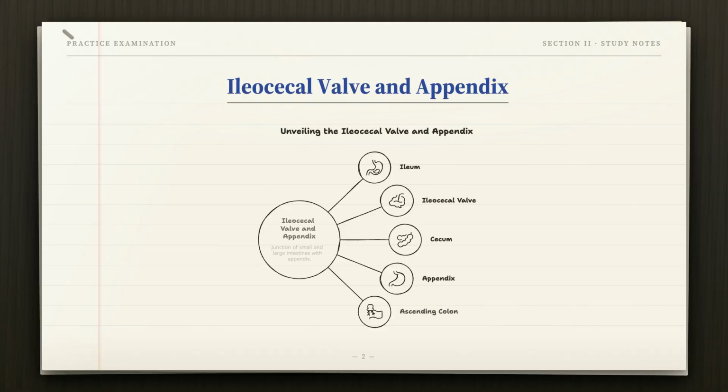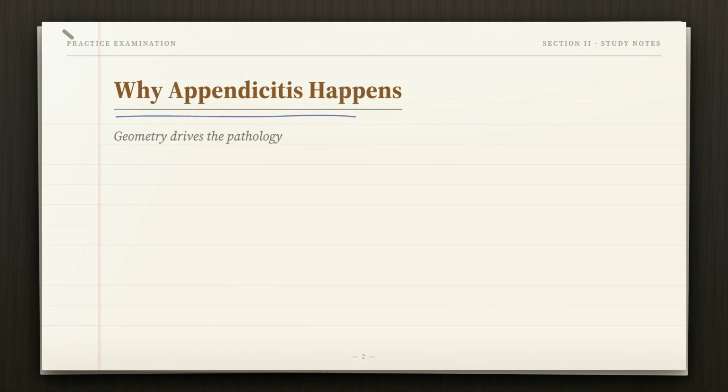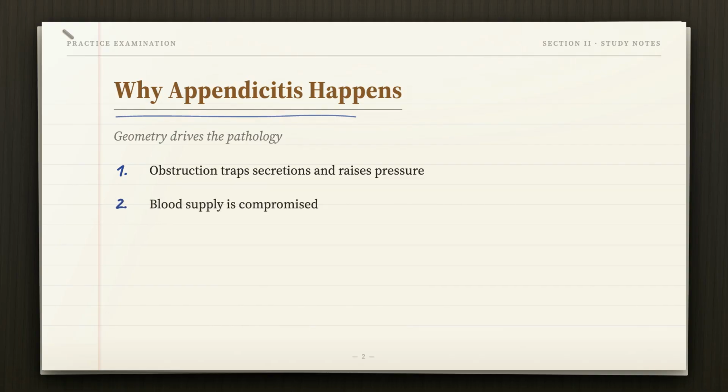The cecum is a blind pouch, and hanging from it is the appendix, a narrow worm-shaped tube of lymphoid tissue once dismissed as vestigial, but now viewed as a reservoir that can help recolonize the colon with beneficial bacteria. The appendix's narrow lumen and single opening make it prone to obstruction, which traps secretions, raises pressure, compromises blood supply, and lets bacteria invade the wall.